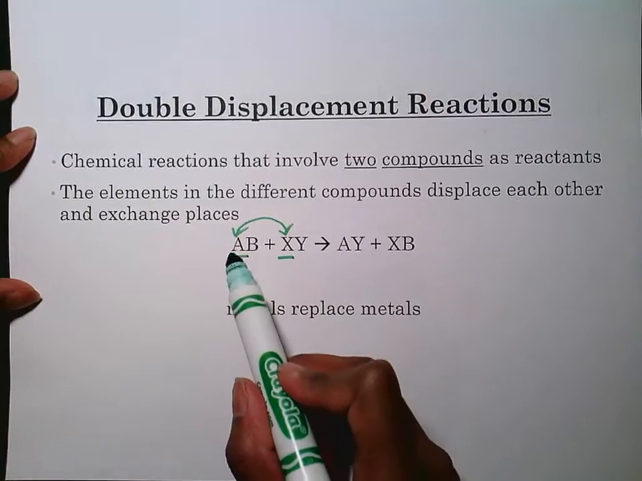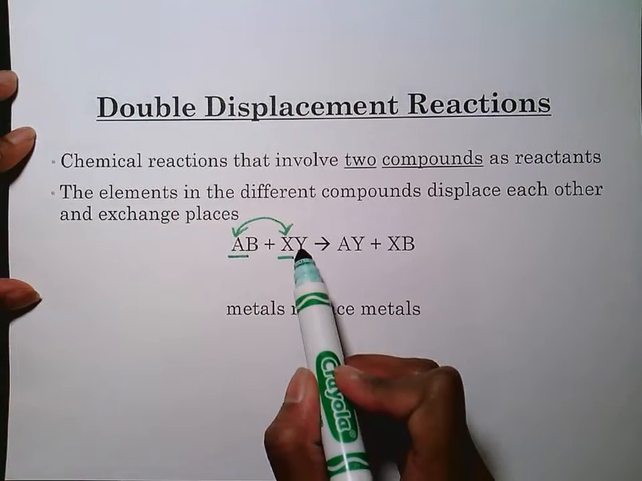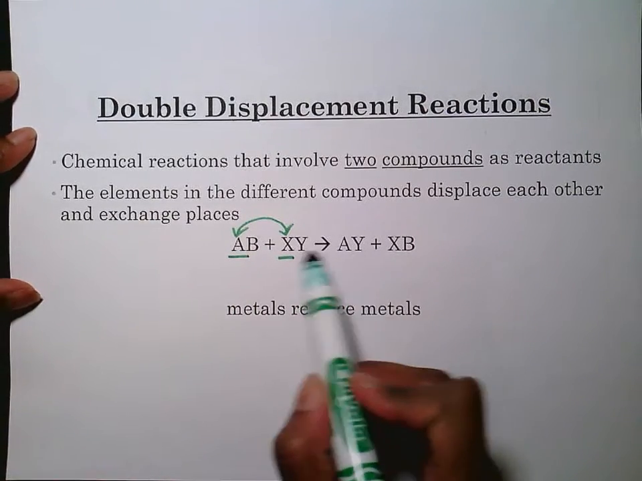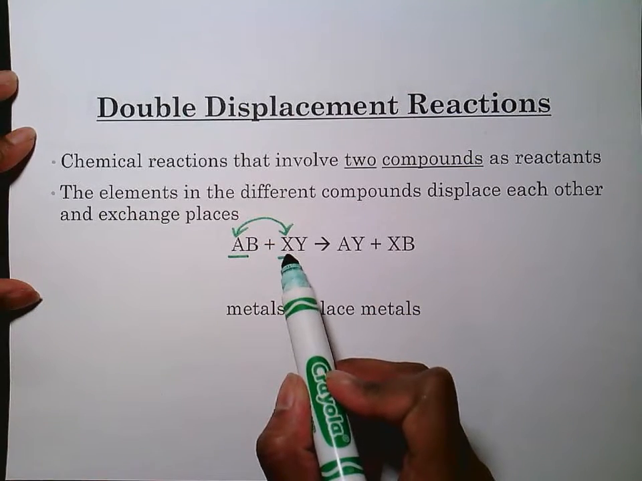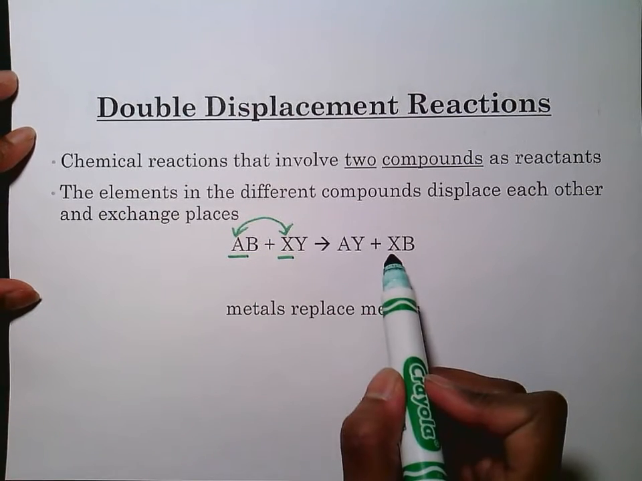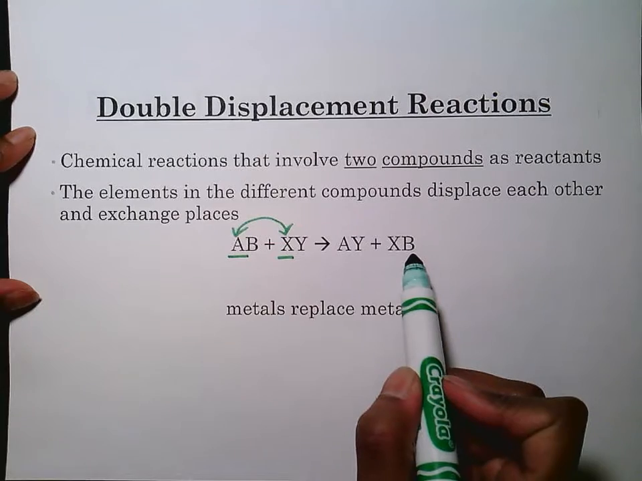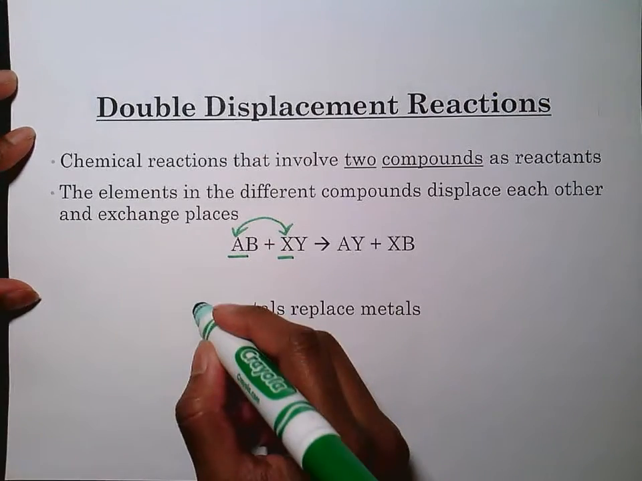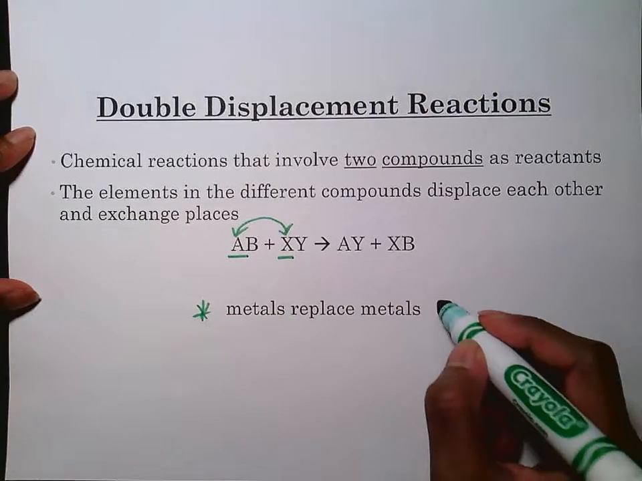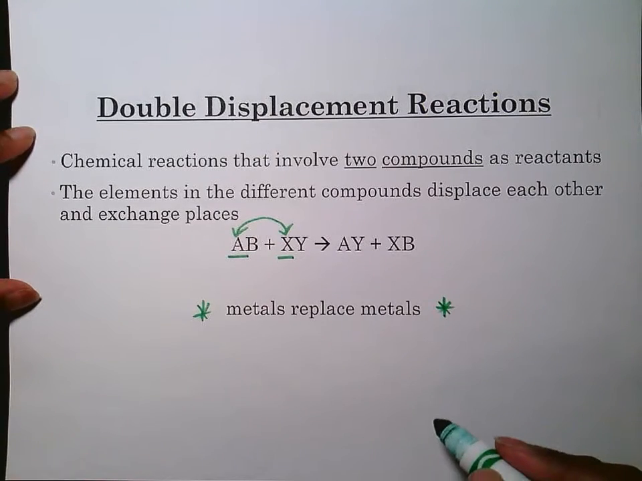So your A is going to combine with the Y as a nonmetal. And then now your X is the other metal and it's going to combine with B. So metals come first, your nonmetals come second. So basically one way to remember it is just recombine your metals. So let's look at a specific example.